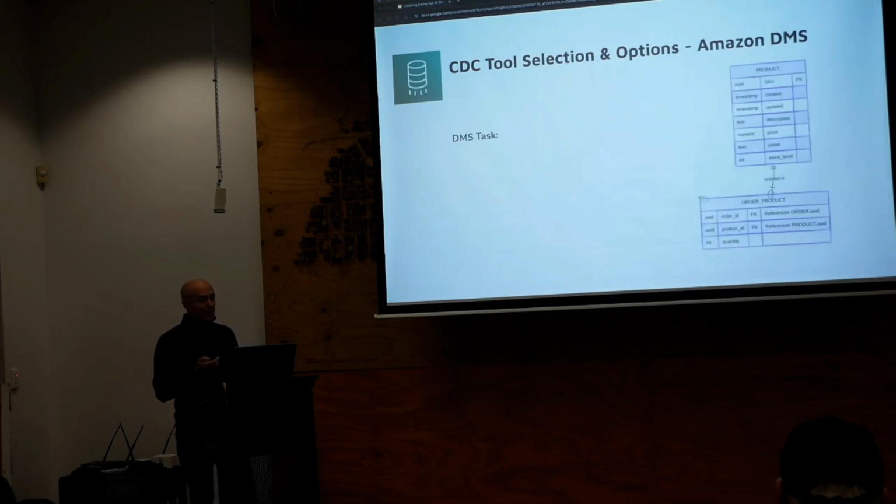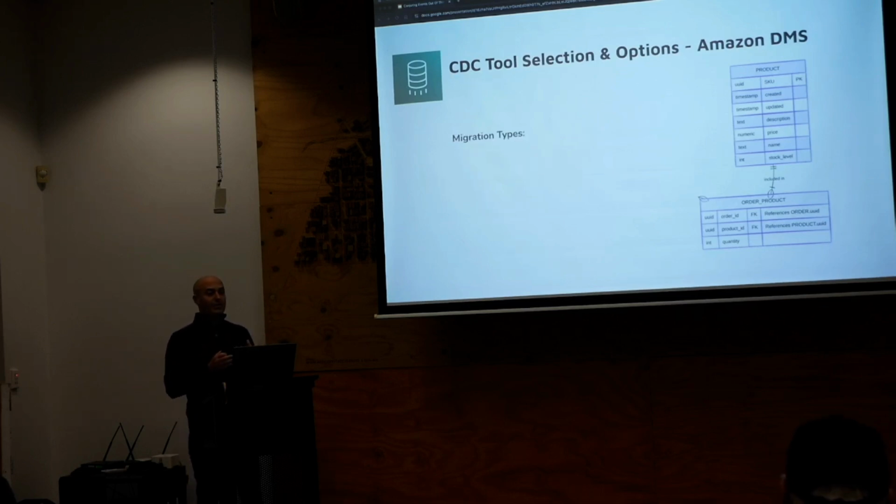So a DMS task defines the end-to-end behavior of a data migration or replication job. A task has three core components. A source endpoint, that's the origin DB. A target endpoint, that's the destination database. And the migration settings. These define the type of migration required and how it should be carried out.